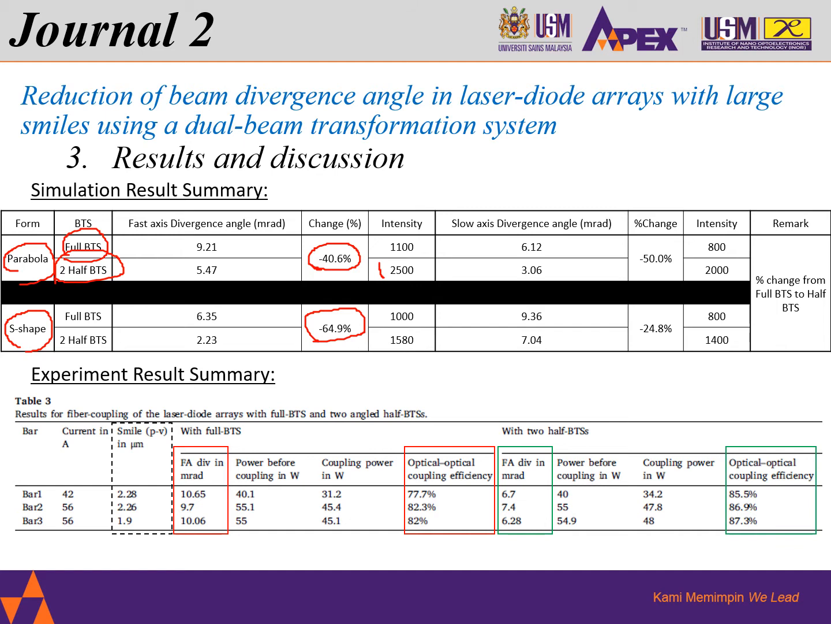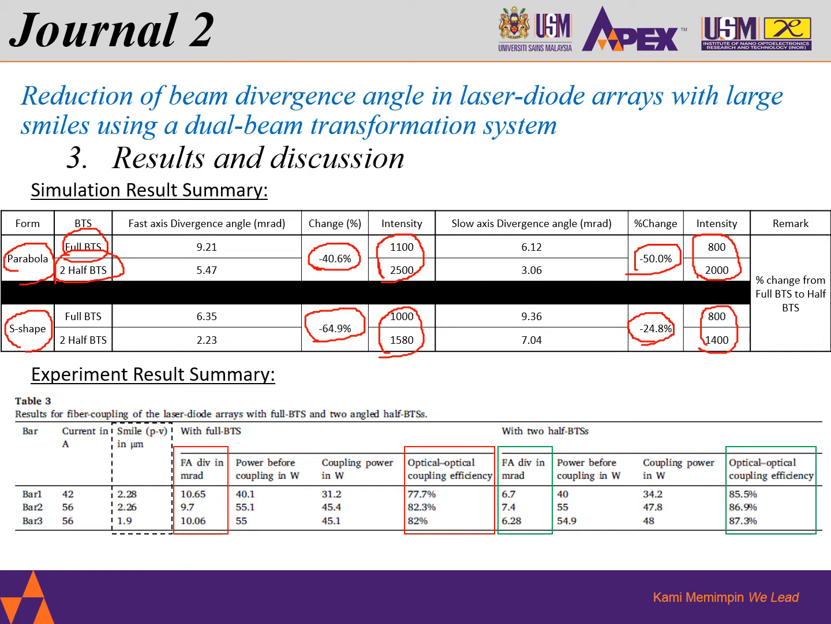give the same result: half BTS is better, with smaller divergence angles than the full BTS, as well as intensity. Half BTS has a higher intensity than full BTS, same as the S-shaped smile. In the slow axis divergence angle, we have a reduction of around 50% for the parabola, while the S-shape is just around 25%. As usual, we have higher intensity in half BTS compared to full BTS in both cases.